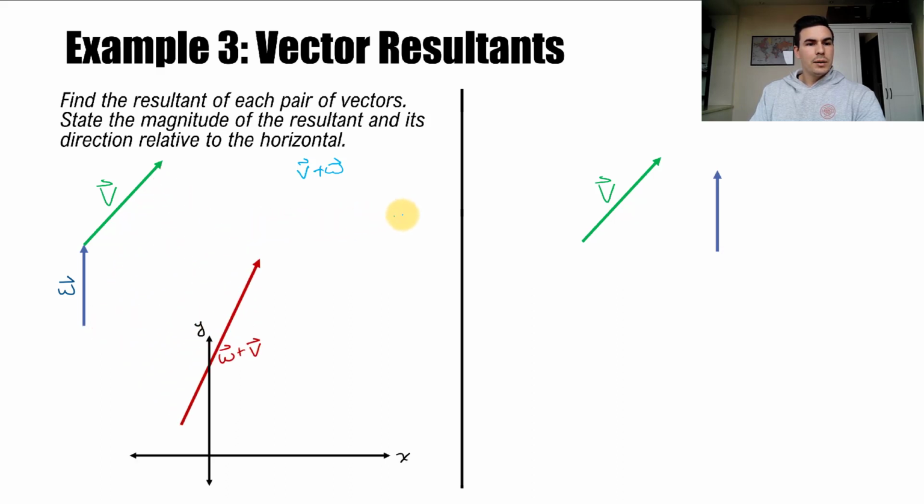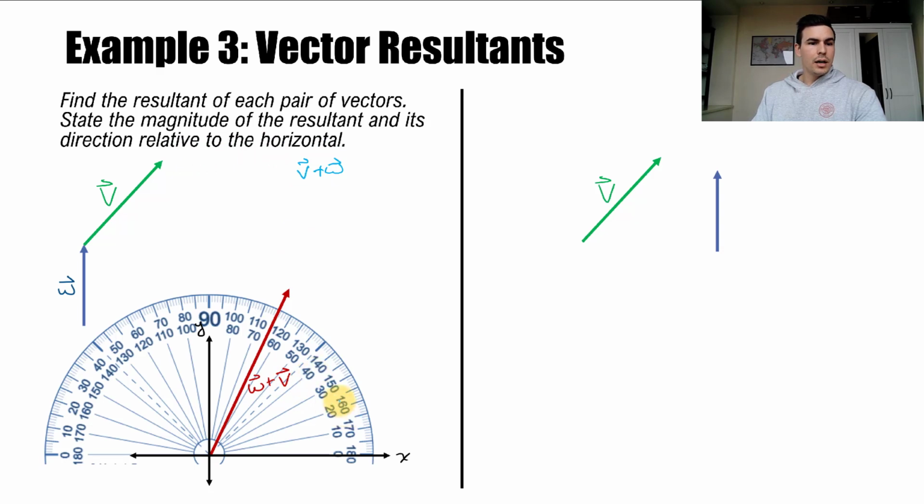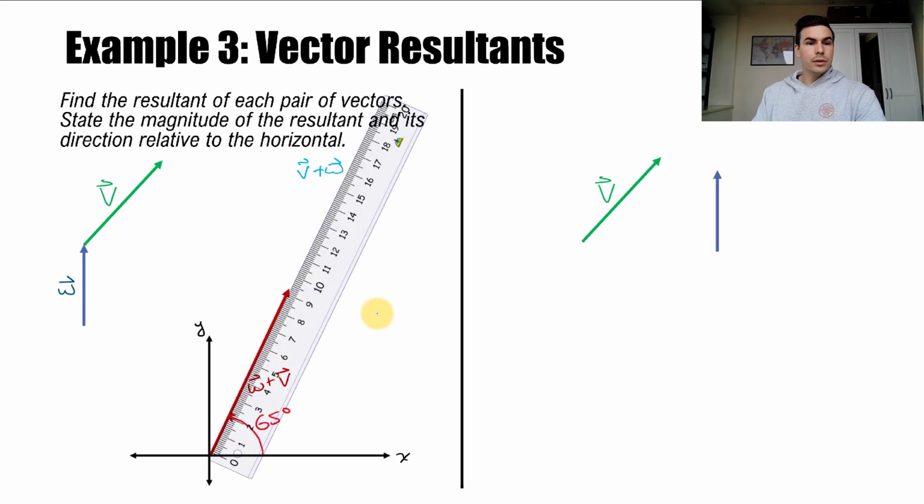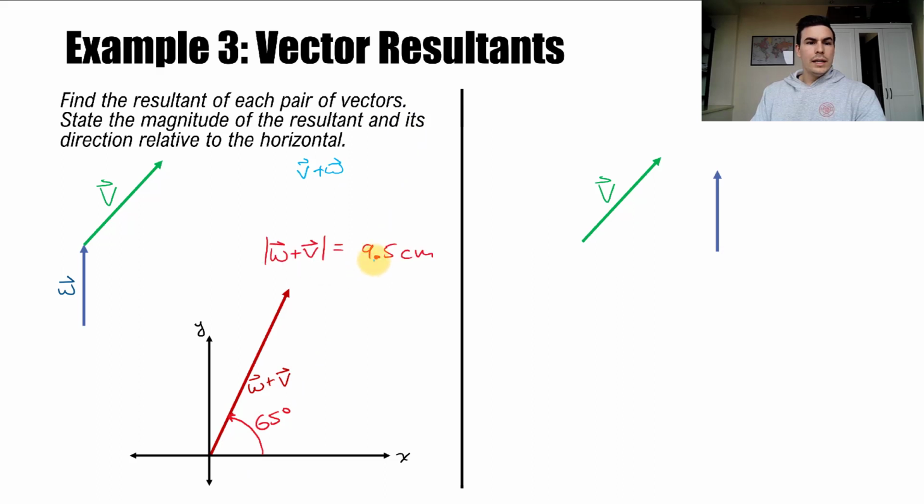Okay, so now I can bring in my xy axis because we're asked to represent the direction relative to the horizontal. This is where you need your protractor. Bring in your protractor, align that with your horizontal. We can see that we're going 65 degrees here from the horizontal. Then you can bring out your ruler, because we're also asked to state the magnitude here. See the length of this. I'm going to say this is about 9.5 centimeters, and so that would be our magnitude of w plus v.